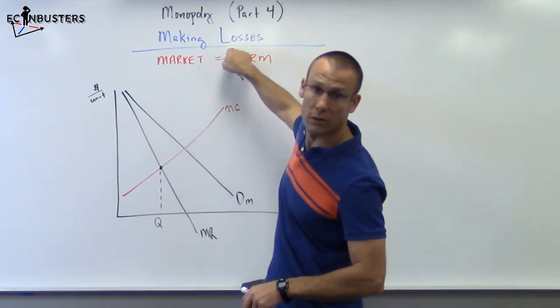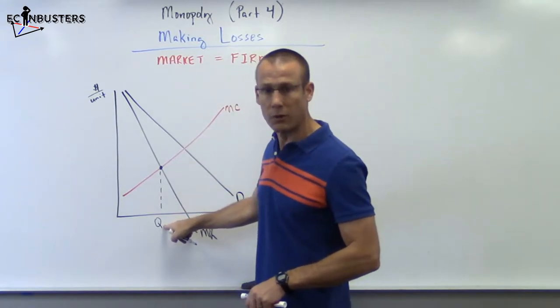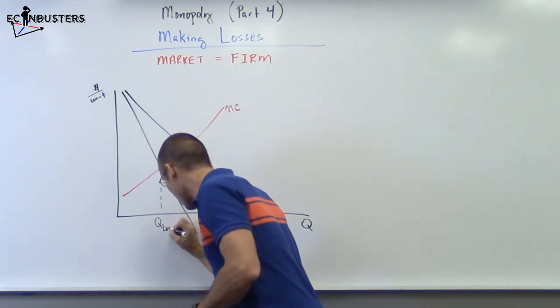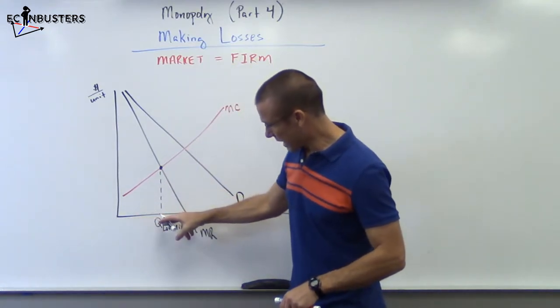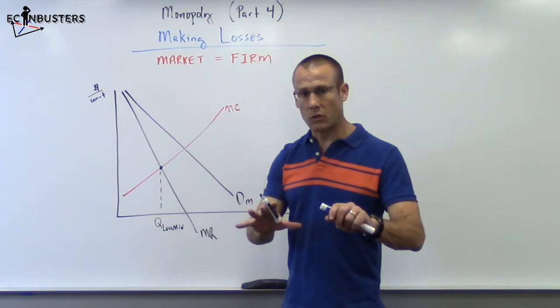Red marker for MC. I'm gonna draw the MC curve right there. MC and MR intersect right at that dot. At that dot, we get Q. But since I'm doing making losses, I'm not going to put Q profit max. I'm going to put Q loss min. This is what we're going to produce. We're going to produce that amount. I just guarantee it, that's where losses are minimized.